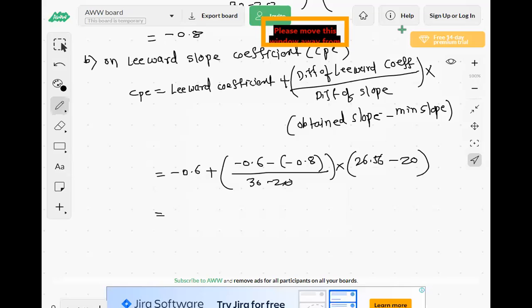Minus 0.47. Prerna, what answer you have given? 131. How is it 131? Minus 0.47 is also wrong. Something will be wrong.